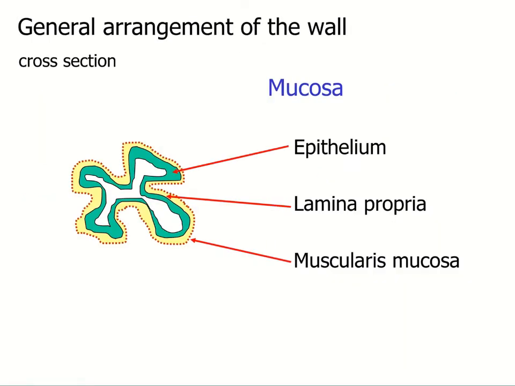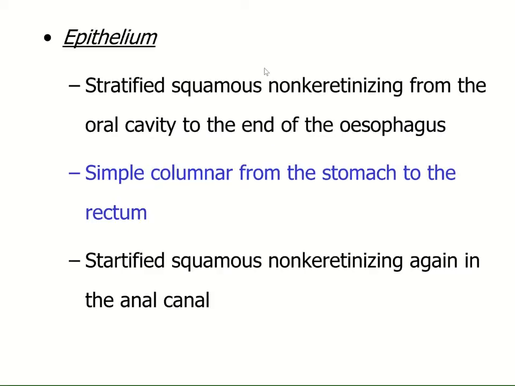If we start from inside in a cross section, the first layer we find is the mucosa. The mucosa has 3 layers: the inner epithelium, the lamina propria, and the outer muscularis mucosa. From the oral cavity to the end of the esophagus, it is stratified squamous non-keratinizing epithelium. This is to withstand the frictional forces generated by the solid food bolus.